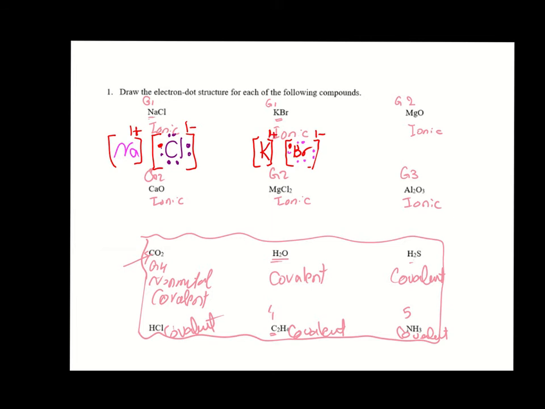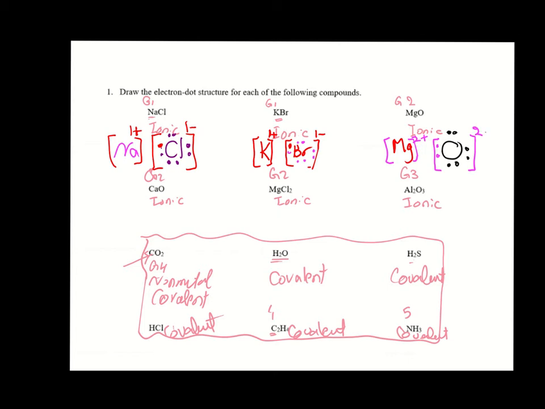MgO. Mg, magnesium, has 2 electrons in outer shell. Oxygen has 6 electrons. 1, 2, 3, 4, 5, 6. Oxygen needs 2 electrons to be stable, and magnesium should lose 2 electrons to be stable. So the 2 electrons will move from the magnesium side to the oxygen side. Magnesium will acquire a charge 2 plus. Oxygen will gain the 2 electrons and will acquire a charge 2 minus.